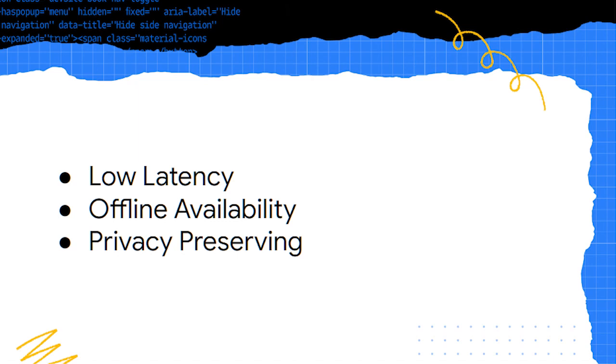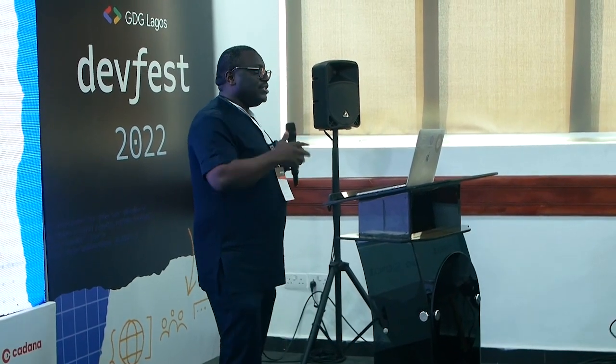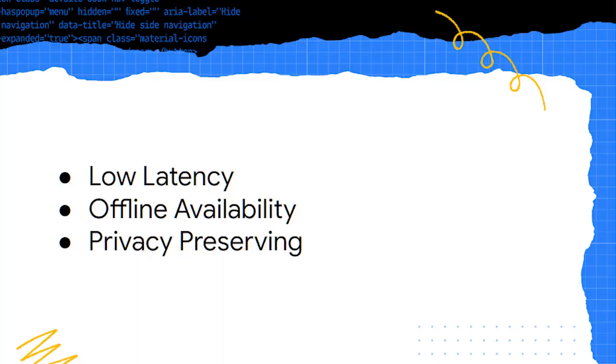Secondly, you have to think about offline availability. So we've said that these things are edge devices. It's possible that they might not even have internet access, right? So if there's something that they need to do, they should be able to do it with or without internet access.